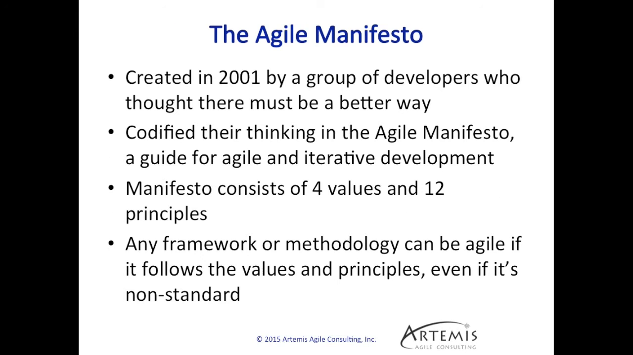So there were a bunch of different developers in different places independently trying to think of a better way to do this. So in 2001, they all got together in Snowbird, Utah, and they had a really good powwow, and they came out of that with what they called the Agile Manifesto, where they codified their thoughts about this better way of doing things iteratively, doing things focused on the customer. So they created a manifesto, and that manifesto consists of 4 values and 12 principles.